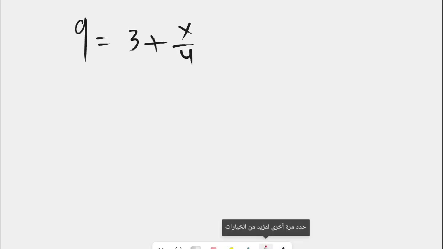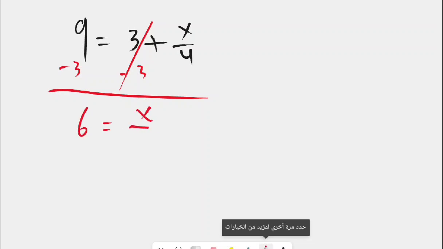Consider this equation. 9 is equal to 3 plus x divided by 4. So we have a fraction. What do you think we need to do in this problem? Well, in this problem, we could start by subtracting both sides by 3, just as we've been doing. 9 minus 3 is 6. Now let's bring down the fraction. So 6 is equal to x divided by 4.